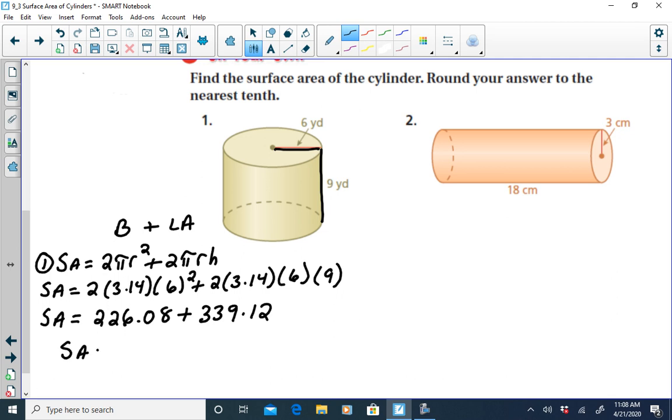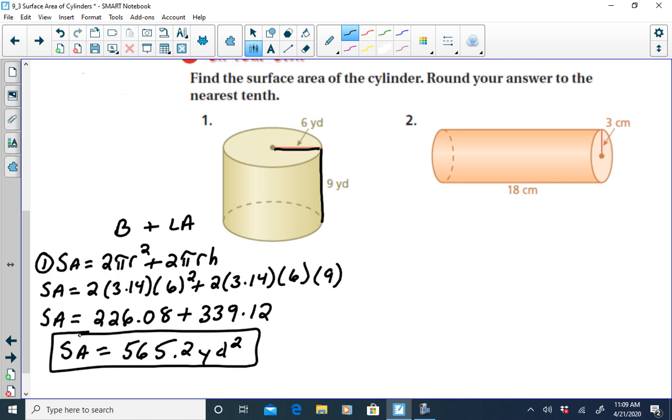All right, we find the sum of the base area and the lateral area, and that is going to give us 565.2, and the units here are going to be square yards. All right, just remember to circle or box that answer. Okay, let's try another one.